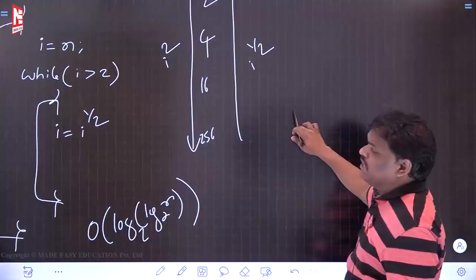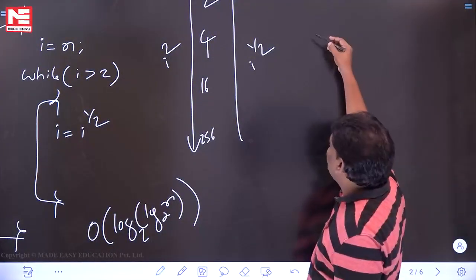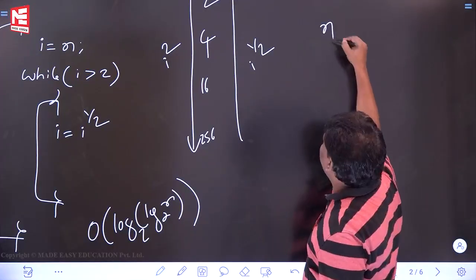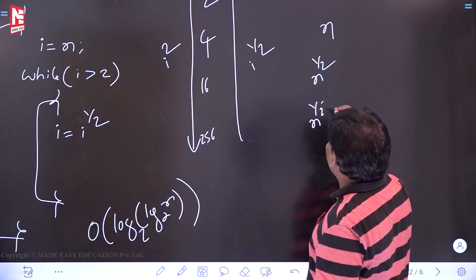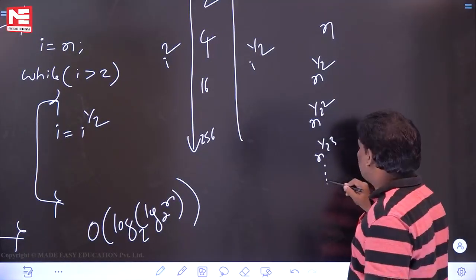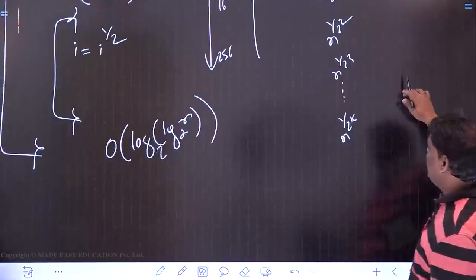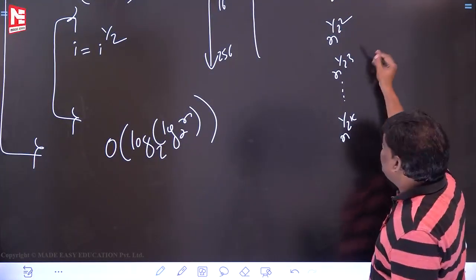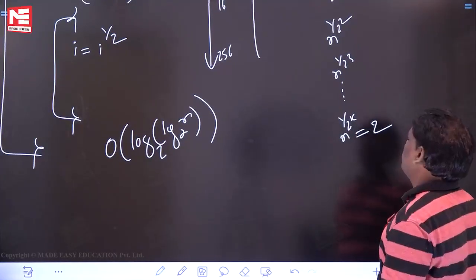If anyone is interested in the proof, you can see it once. It is really not required, but if you want, you can see the proof now. First n, next n power 1 by 2, next n power 1 by 2 square, next n power 1 by 2 cube. If you continue like this, after k times, n power 1 by 2 power k. Some people are asking: n is decrementing, and finally it became 2. That is the reason I stopped.